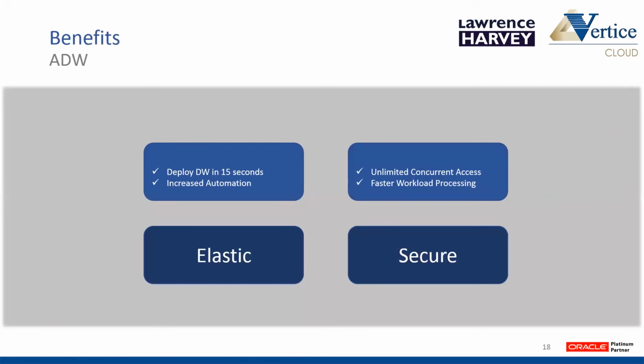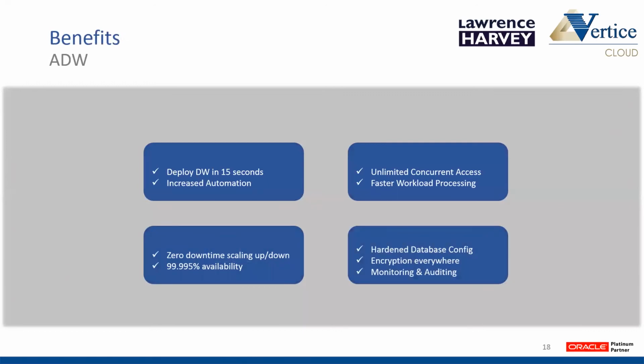It's fast, so you get unlimited concurrent access to ADW and faster workload processing. It's elastic, so you have zero downtime when scaling up or down, and Oracle's SLA of 99.995% availability. So I think that's less than 30 minutes planned and unplanned downtime per year. And it's secure as well, so we have hardened database configuration, encryption everywhere, monitoring and auditing, and strong user authentication as well.